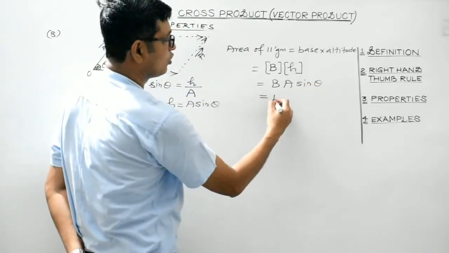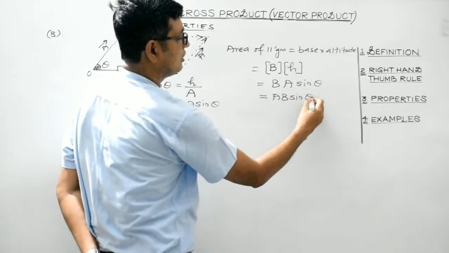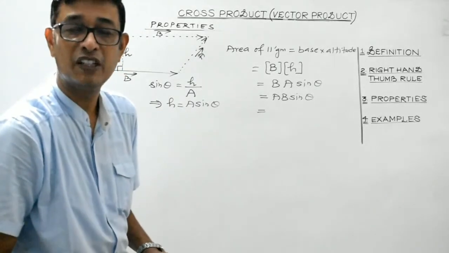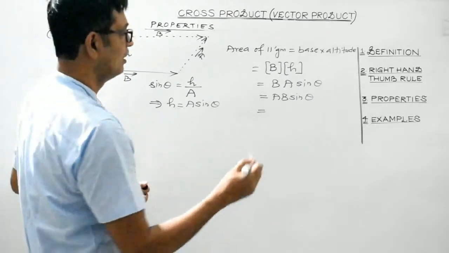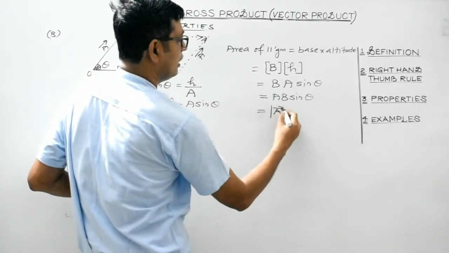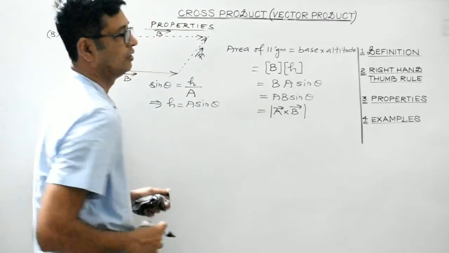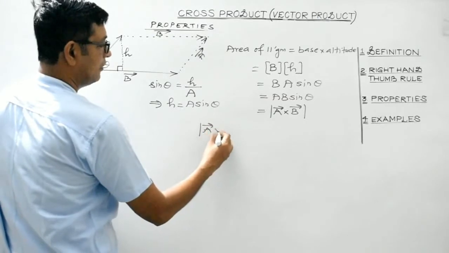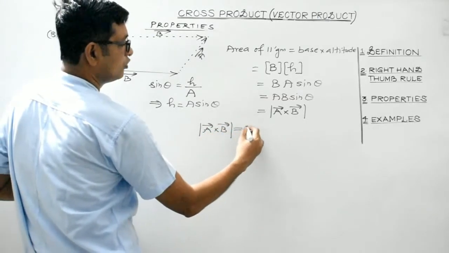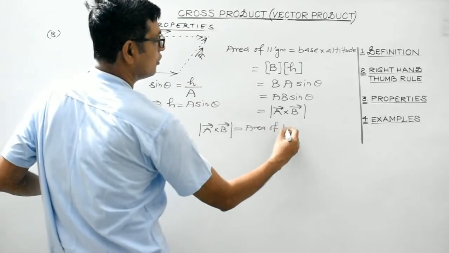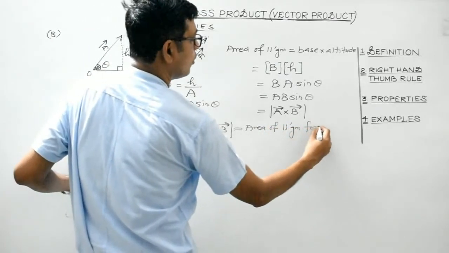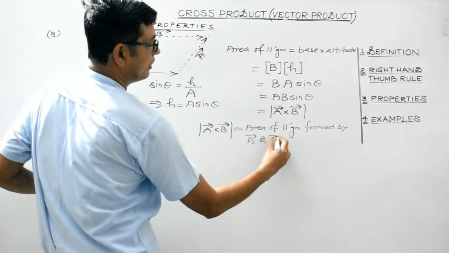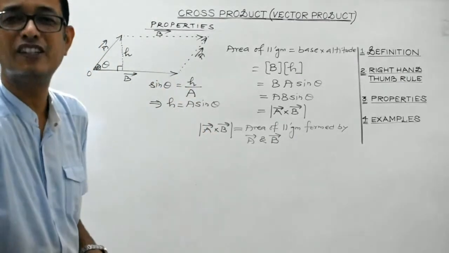Therefore, over here in place of h, we can write a sine theta. On rearranging, we can also write it like this, ab sine theta. And students, ab sine theta is actually the magnitude of the cross product of a vector and b vector. So it can be written as magnitude of a vector cross b vector. So students, what we have proved over here is that a vector cross b vector, its magnitude would be equal to the area of parallelogram formed by a vector and b vector. So this is a very important conclusion.